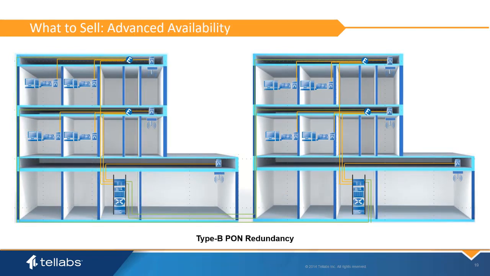Another option is to take the same architecture and use redundant OLTs in geographically dispersed locations using Type B PON redundancy. You can interweave the fiber for the ultimate level of reliability.